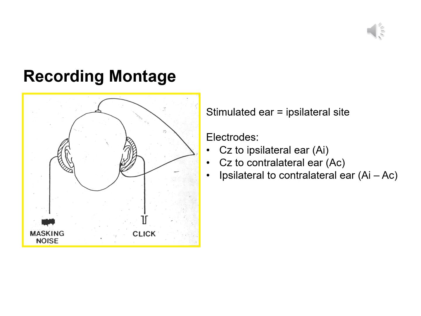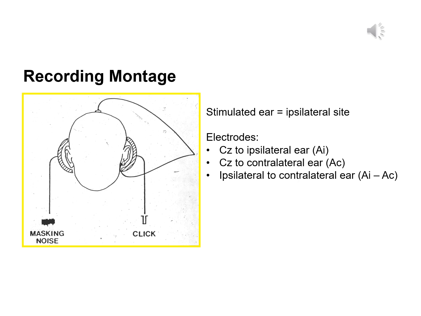Now from these 3 electrodes, we get different montages. And so depending on the ear that's stimulated, the montages will tell us different things. For the different montages, the stimulated ear is the ipsilateral site. And so one montage is CZ reference to the stimulated ear or the ipsilateral ear. In this diagram, it's the left ear.